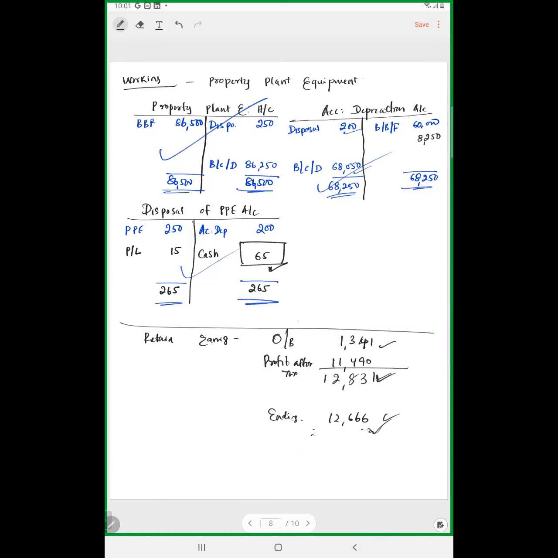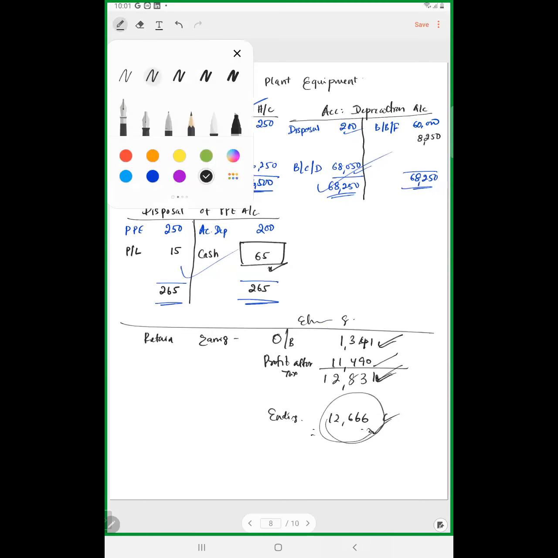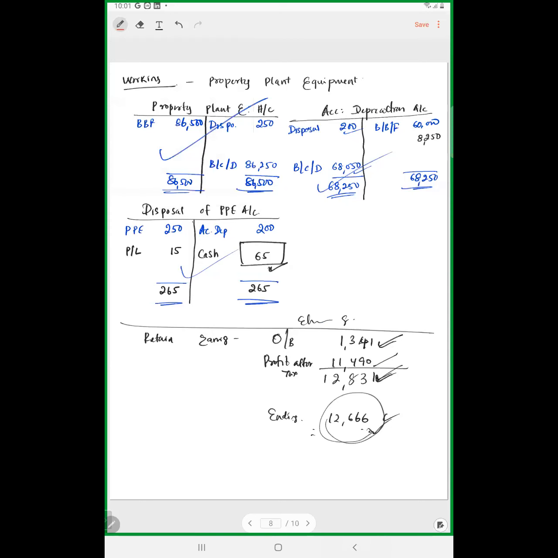In the statement of changes in equity, income minus appropriations, all that opening balance. So we need to add the profit after tax. But the ending balance is 12,666 and the actual amount should be 12,831. What would be the reason? Can anyone guess the reason for that? Someone is saying drawings. What about others?